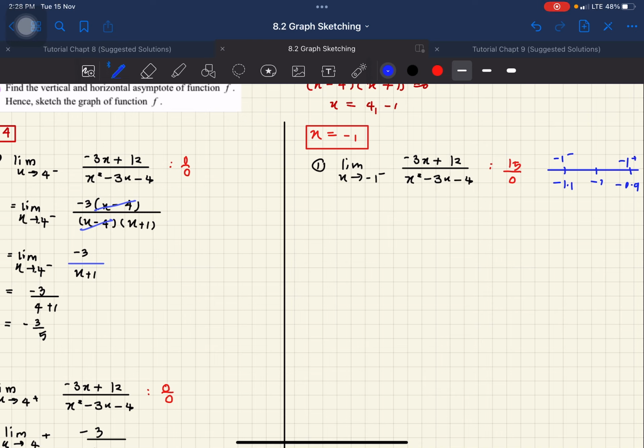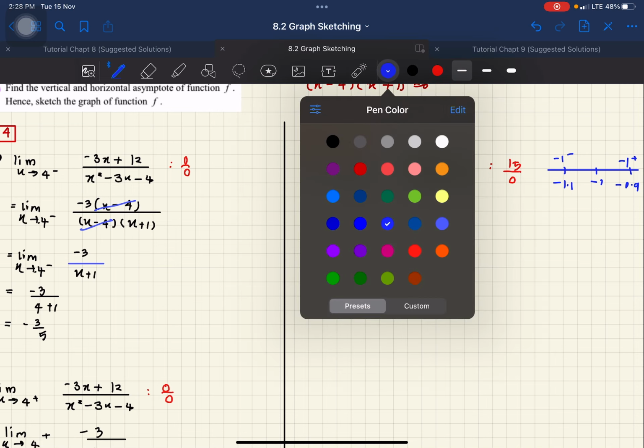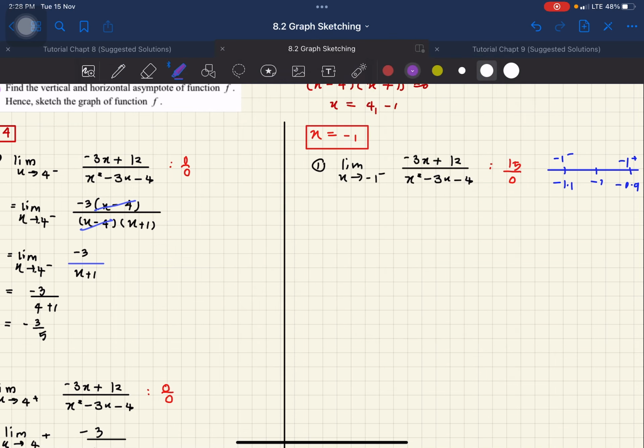Okay, so now which one are we doing first? So we are now doing the negative 1 minus, coming from the left. Okay, so let's focus on the one coming from the left, which is negative 1.1. Okay, so how do we write it? What I will do is, the top part has no problem. So we just write 15 down there.